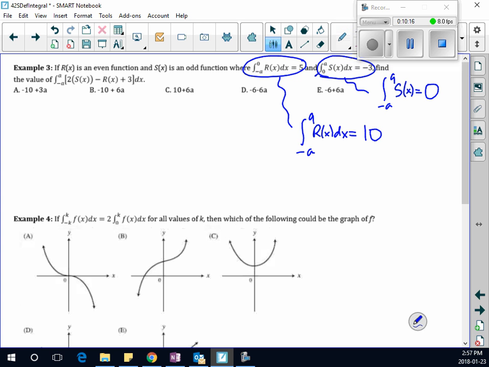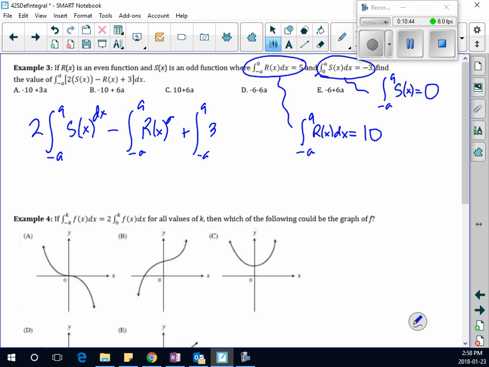Okay, then we have the 3. You have to know the little property of a constant, right? Yes? Okay, so we're going to plug it in. So the integral from -a to a, this would be 2s of x minus the integral. So this is 2 of that, right? I'm just separating them, just so you know. R of x plus the integral from -a to a of 3. These all have dx, by the way.